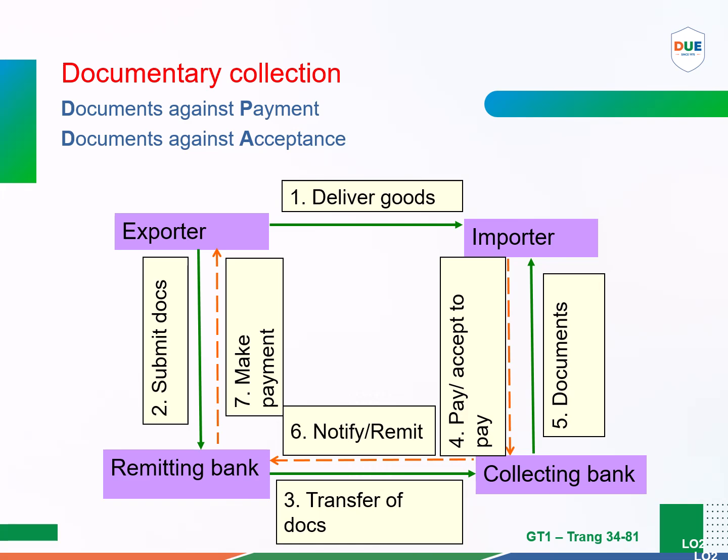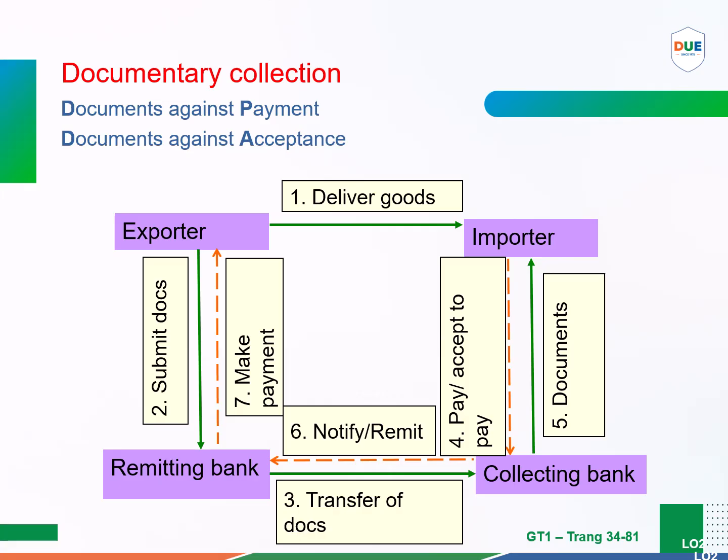Documentary collections have two common forms: D/P, documents against payment, where the buyer must pay immediately to receive the documents and collect the goods, and D/A, documents against acceptance, where the buyer accepts a time draft to pay later and receives the documents, with payment made on the due date stated on the draft.